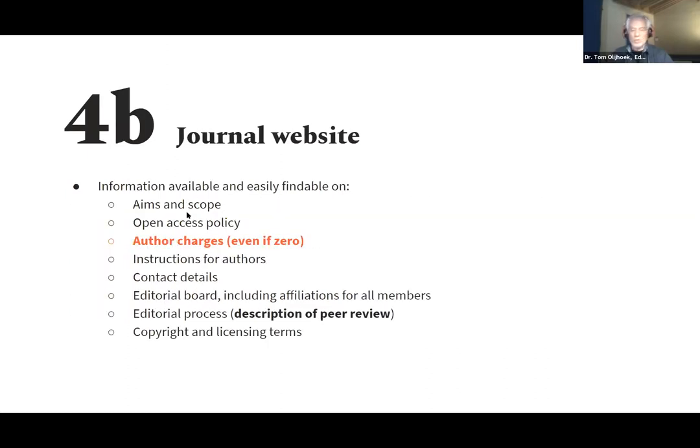The website should also give you the information that you need as an author, as a funder, and also the other people. I mean, the aims and scope should be clear. The policy should be clear, the charges should be clear and transparent. Especially also the editorial board should be okay. We should know who is there and we should know the affiliations and where they are. And there must be copyright and licensing terms.